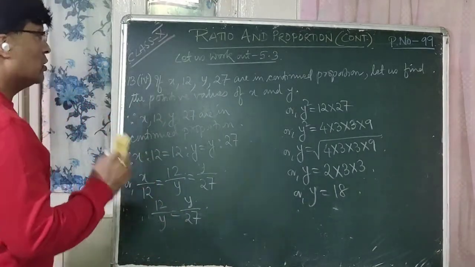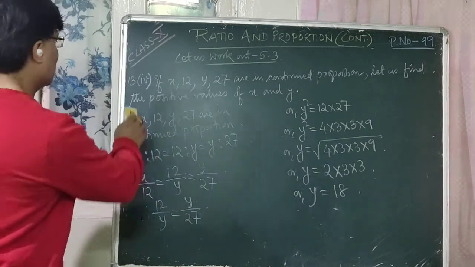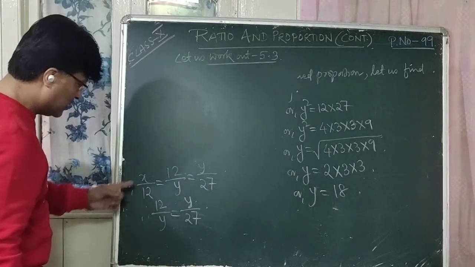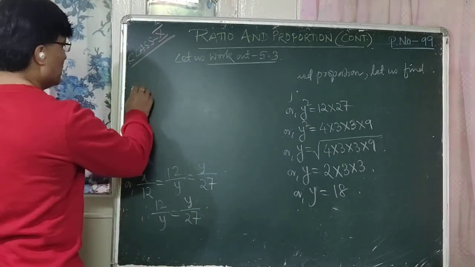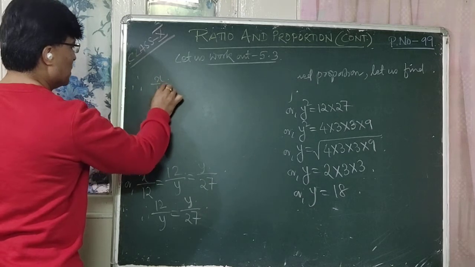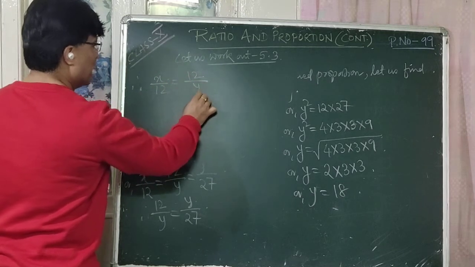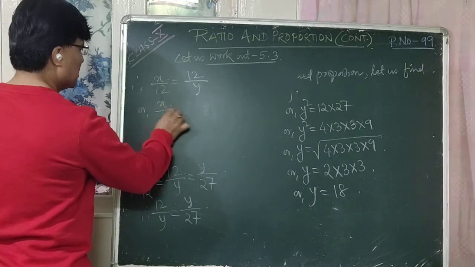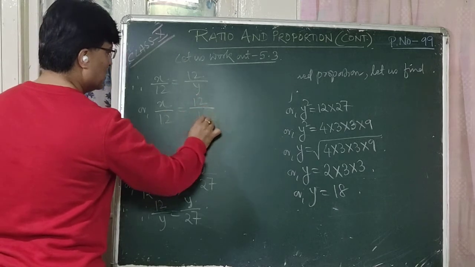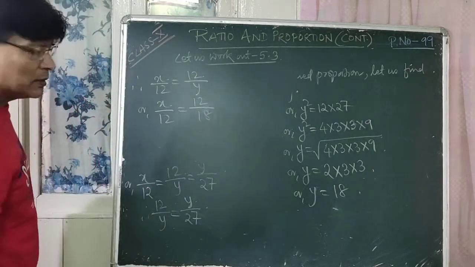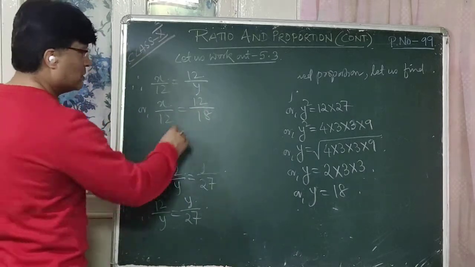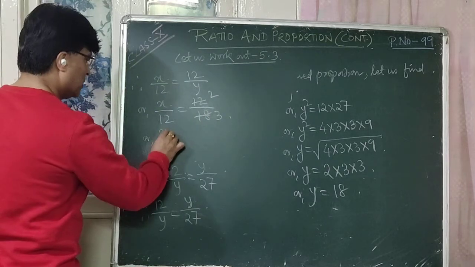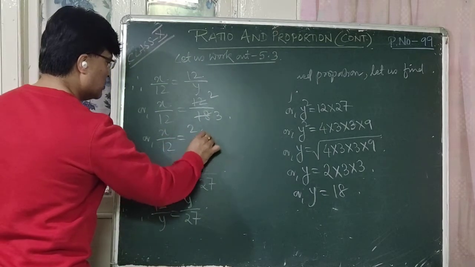Now again, you should get the value for what? x, right? So we should get the value for x now. So you can equate first is equal to second now. So again, x upon 12 is equal to 12 upon y. Now in this case, you can put the value for y, that is x upon 12 is equal to 12 upon 18. Is that clear? So now here 12 and 18 can be cancelled by 6. 6 2s are 12, 6 3s are 18. So x upon 12 is equal to 2 upon 3.